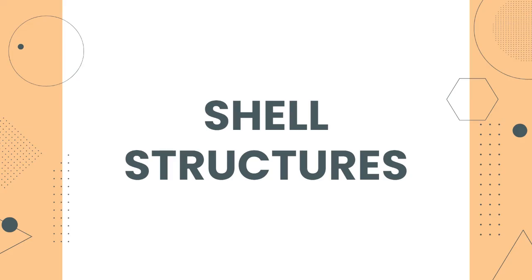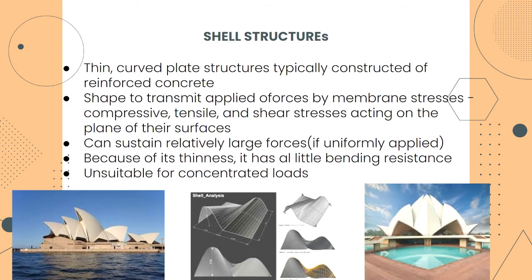Okay, now we jump on to the shell structures. Shell structures are thin, curved plate structures typically constructed of reinforced concrete. They are shaped to transmit applied forces by membrane stresses. They are compressive, tensile, and shear stresses acting on the plane of their surfaces. They can also sustain relatively large forces if uniformly applied. Because of their thinness, they have little bending resistance, and because of that, they are unsuitable for concentrated loads.